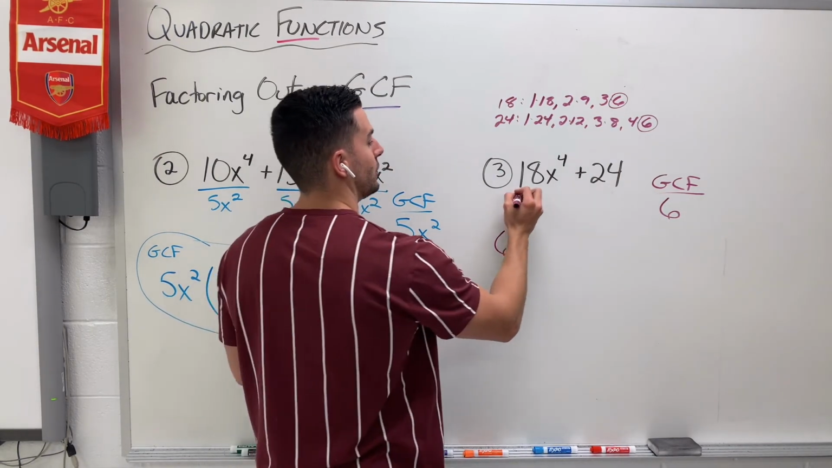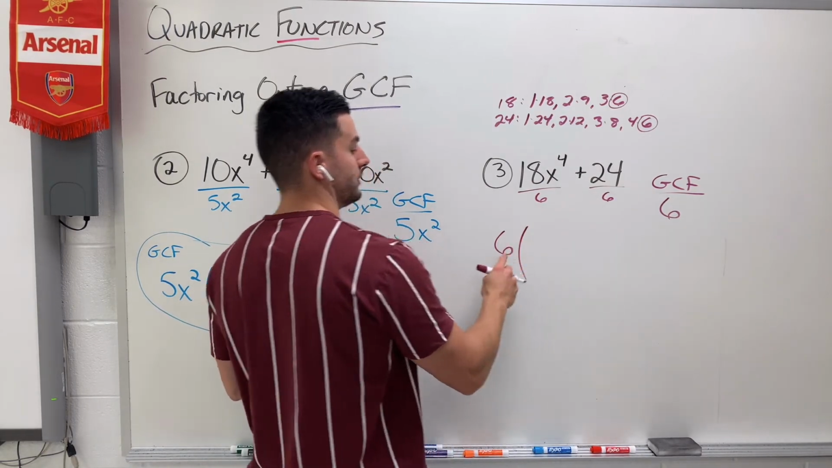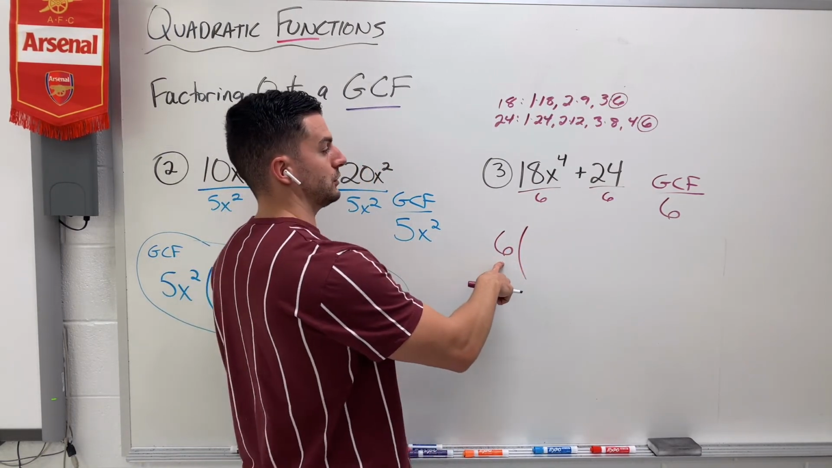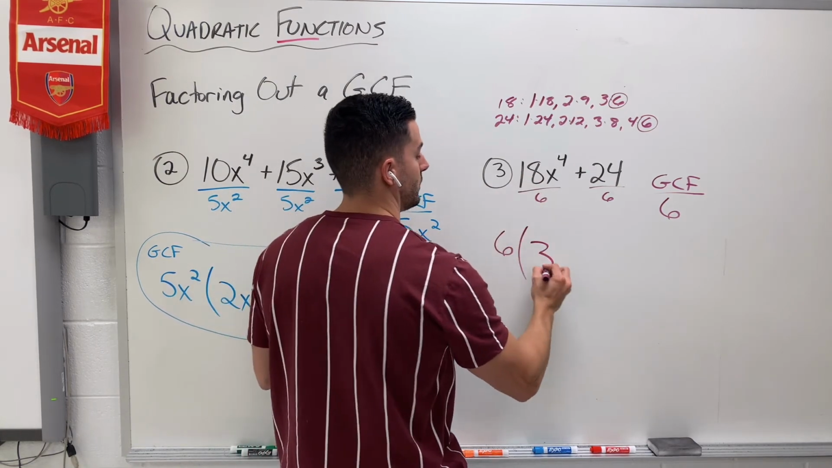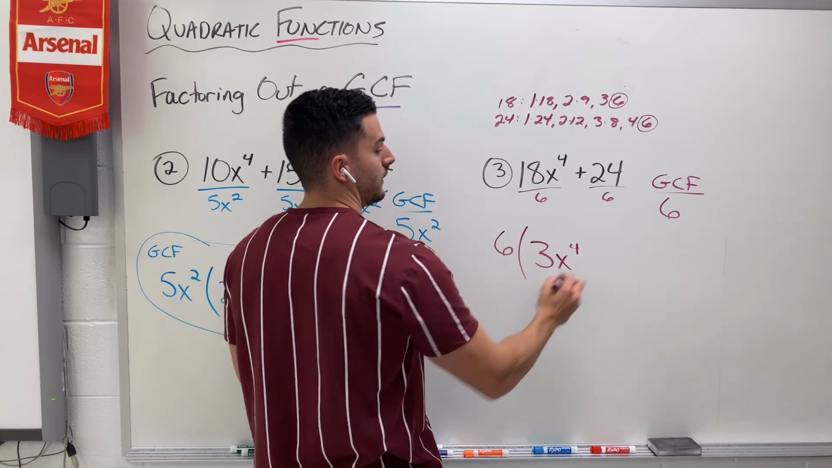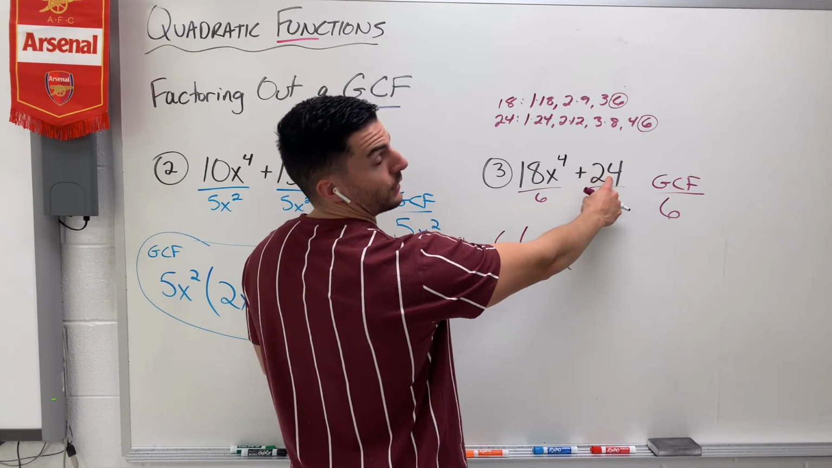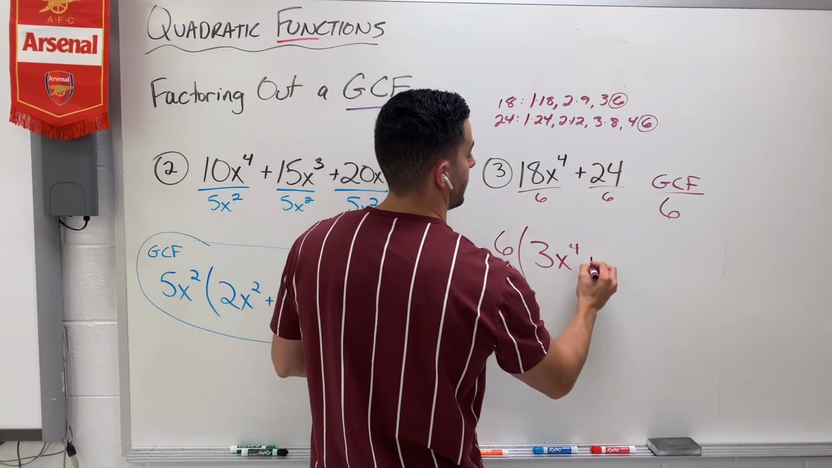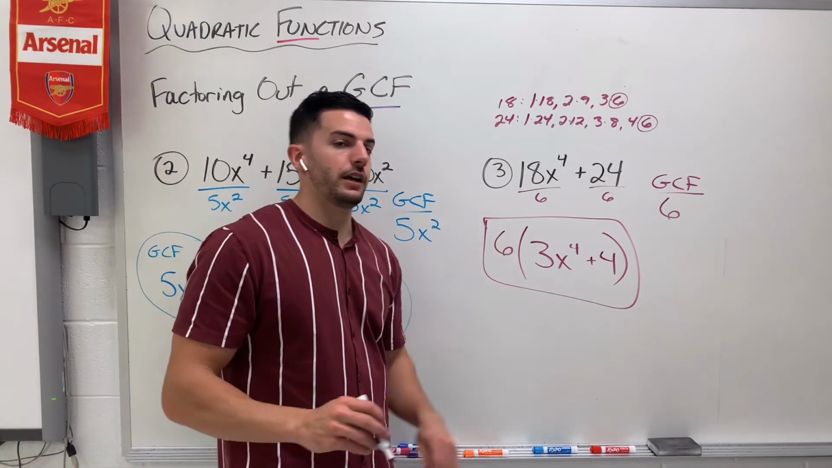Okay, so you divide both of these by the GCF. And again, the GCF is written on the outside here. So 6 times 18 divided by 6 is 3. And then x to the 4th divided by nothing. So you guessed it, x to the 4th stays there, okay? And then the second term, 24 divided by 6 is positive 4. And again, you can check by redistributing that.